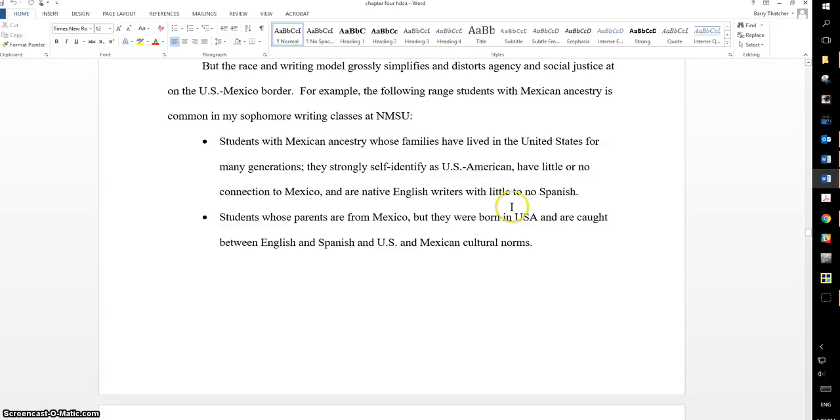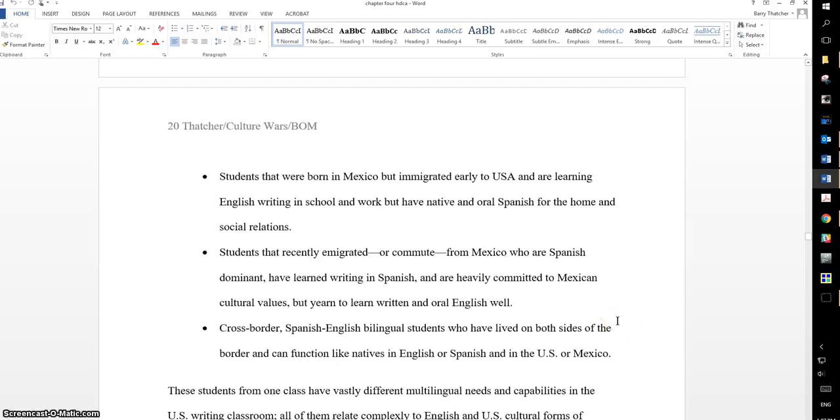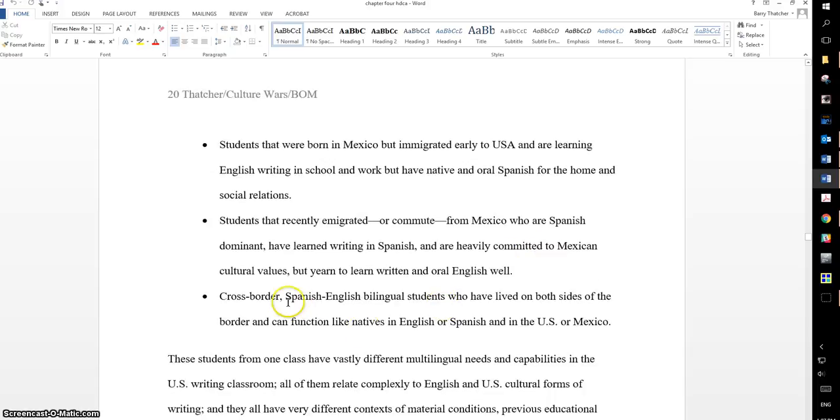For example, the following range of students with Mexican ancestry is common in my sophomore writing class. Students with Mexican ancestry whose families have lived in the United States for many generations. They strongly identify as U.S. Americans and have little to no connection to Mexico. Students whose parents are from Mexico, but they were born in the U.S. and caught between English and Spanish, generation 1-5. Students who were born in Mexico but immigrated early to the U.S. and are learning English writing at home. Students that immigrated recently or commute from Mexico. And there are students who are cross-border Spanish-English bilingual who live and work on both sides of the border.